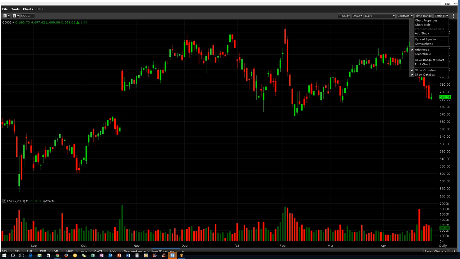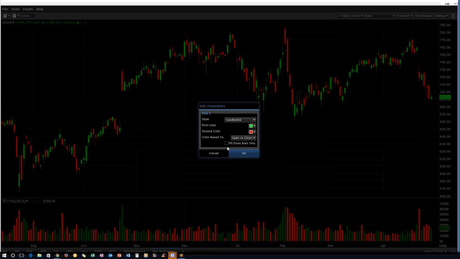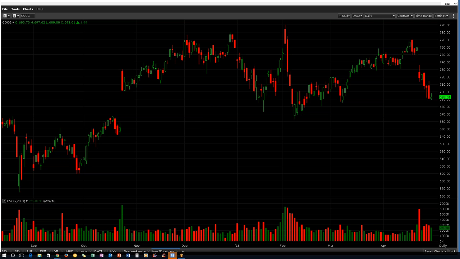Then you go back to settings, go to chart style, click fill down bars only, hit OK. Bingo. Now it's a much clearer picture. You can see the movement of each of these candles. You guys have been following QUODD, you know it, but I know it a lot more in the sense that I've been using it much longer. You can see that liquidity pump going up and down as these candles lengthen and shorten, expand and shrink.